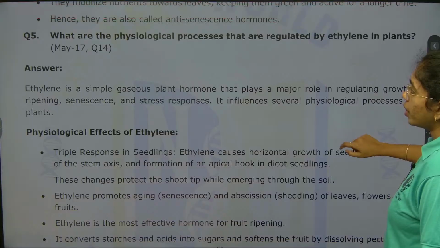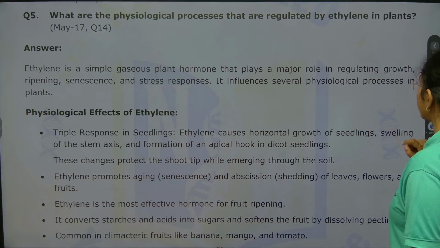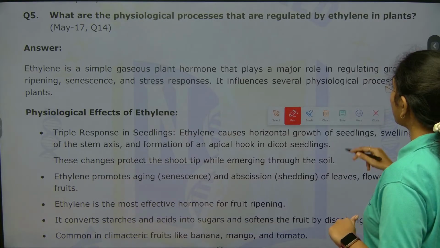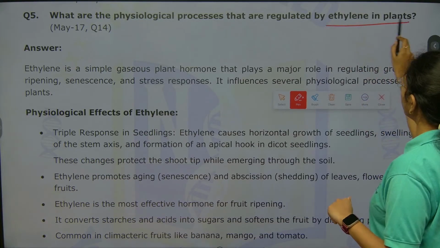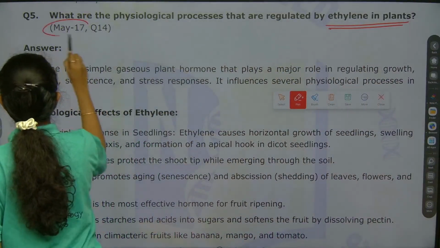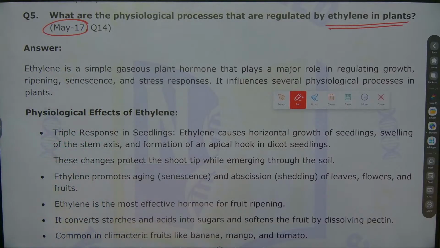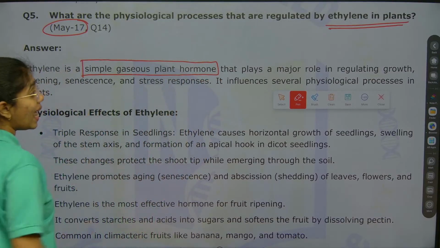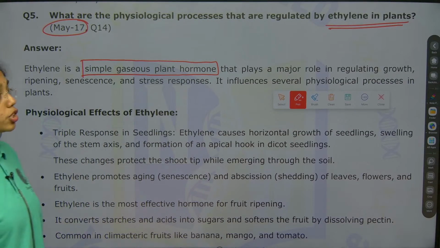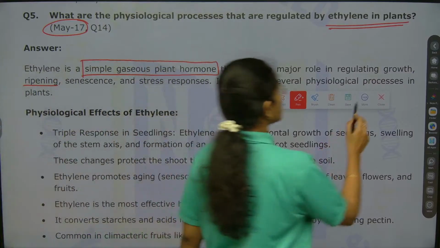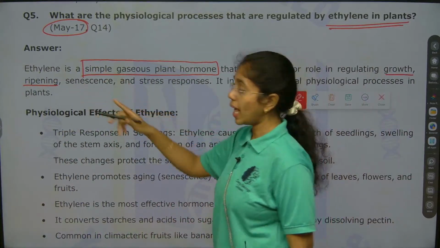Here we go with what are the physiological processes regulated by ethylene in plants. This question appeared in May 2017. So ethylene is a simple gaseous plant hormone that plays a major role in regulating growth, and this will promote ripening.